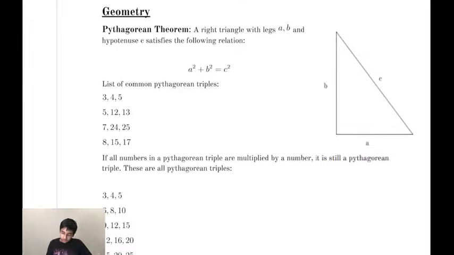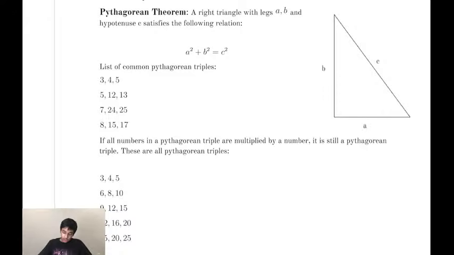Okay, so now let's take a look at geometry. So in geometry, we have the Pythagorean theorem, a squared plus b squared is c squared, in a right triangle with sides a, b, and c. And a Pythagorean triple is just 3 numbers that satisfy the Pythagorean theorem. Okay, so these are all some very, very common Pythagorean triples that are definitely worth knowing.